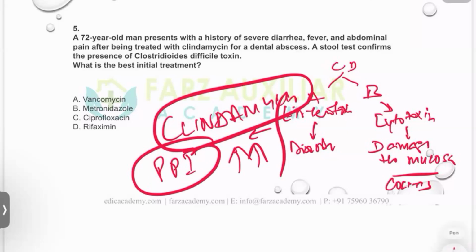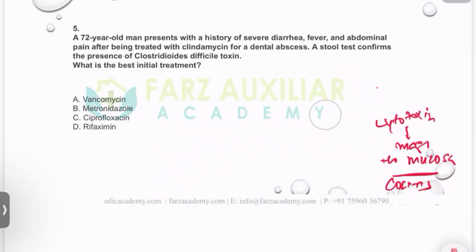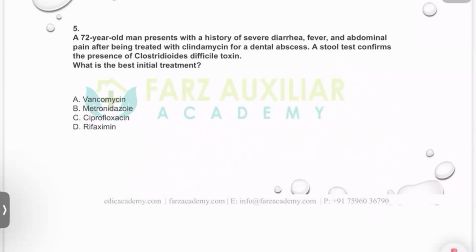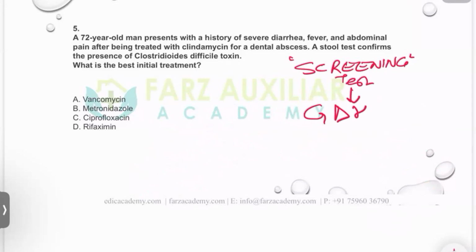So how do you diagnose? You diagnose with the toxins. Let us say if now EDIC people, they can ask you some new questions. So there is another test which is called a screening test. Screening test is the initial test always. So you do that. That is called GDH, that is glutamate dehydrogenase test. This is used for screening only.